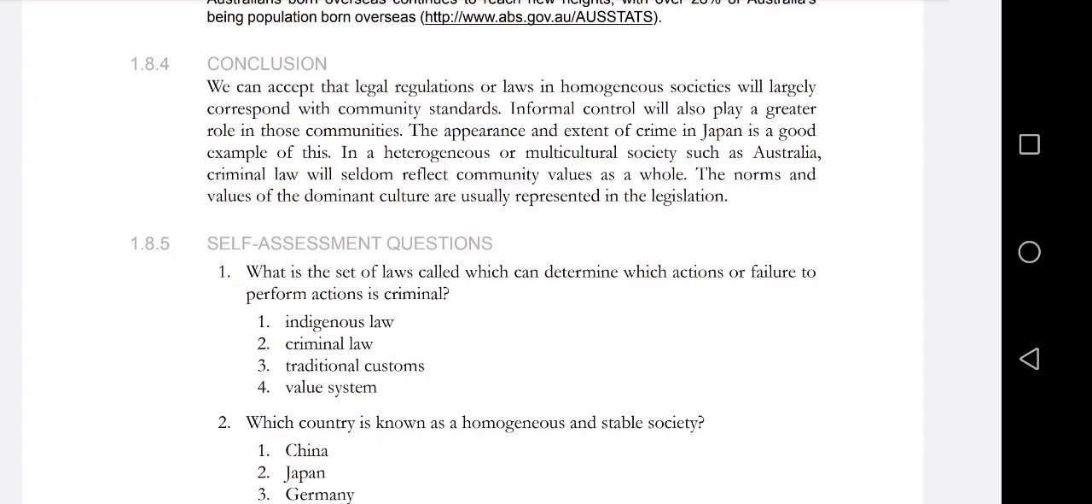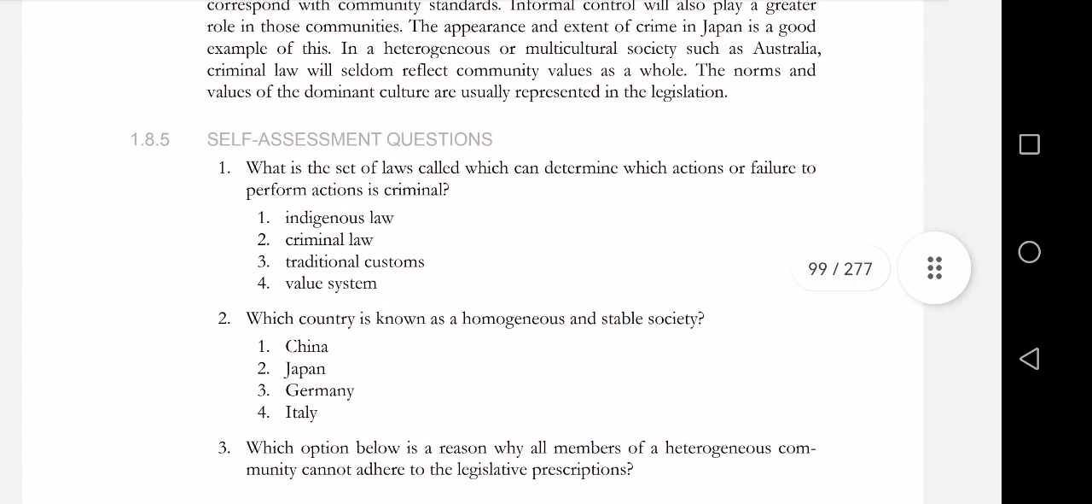And then we have self-assessment. We have a few questions here. What is the set of laws called which can determine which actions or failure to perform actions are criminal? Okay, there's the answer there. Which country is known for a homogeneous, stable society? That is Japan.